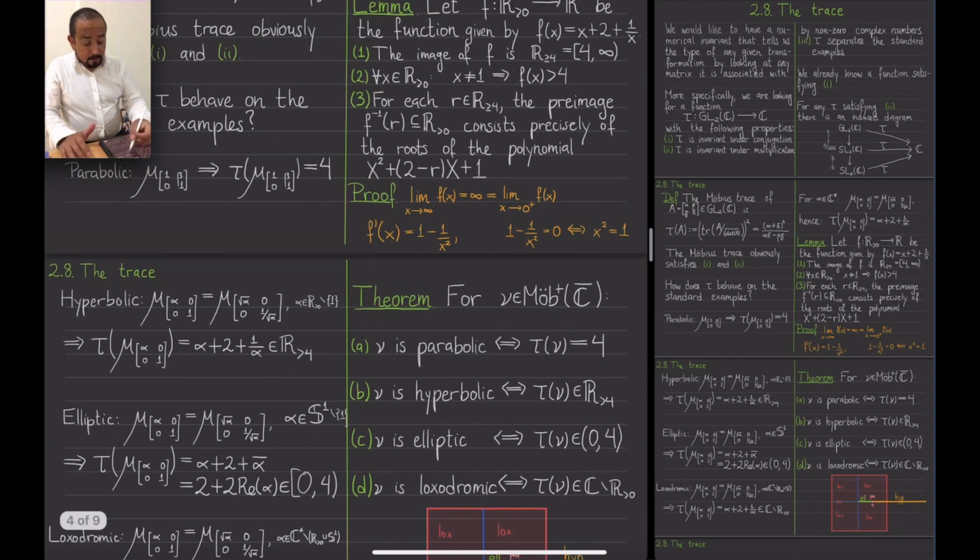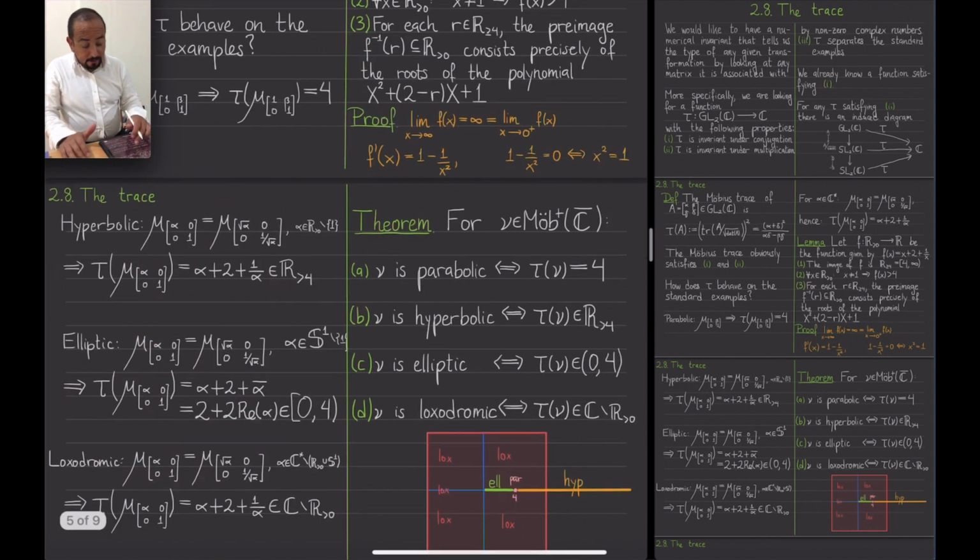So we have computed tau of the standard examples. In these standard examples, we see that we fall in 4 sets that are pairwise disjoint, right? So these are obviously pairwise disjoint, the four places where tau lands. So this tells me that if I take two different types, they fall in disjoint sets. So this means that not only parabolic implies 4, hyperbolic implies greater than 4, elliptic implies between 0 and 4, and loxodromic implies everywhere else, but in every place I have also the converse, right?